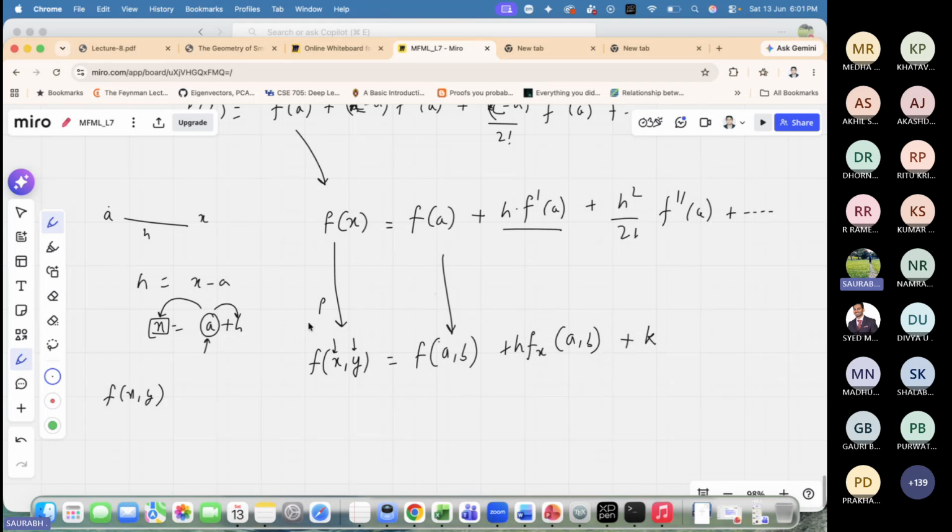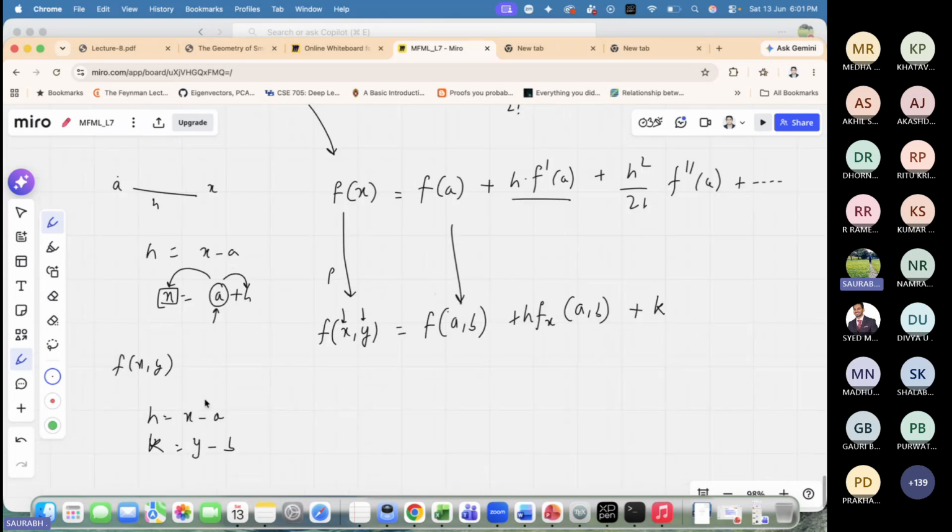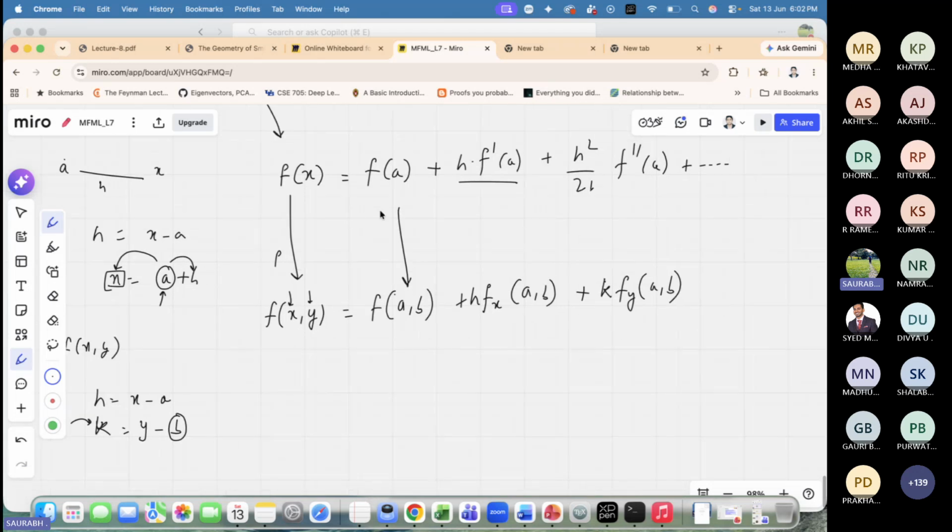Just as you write h equals x minus a, you can write k equals y minus b. So basically it is how far you are moving from your known point b in the y direction. Hence you will be writing k into f_y at (a, b). This term is your linear approximation, the second term.